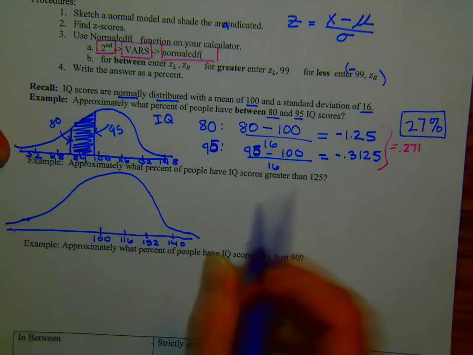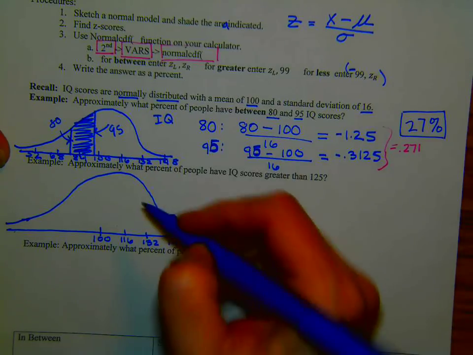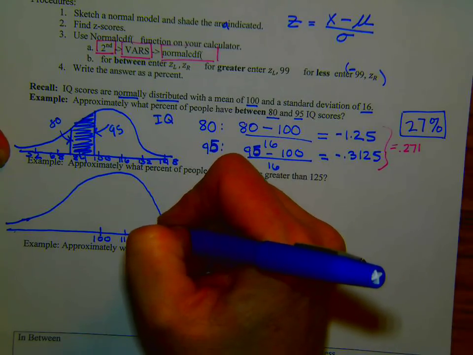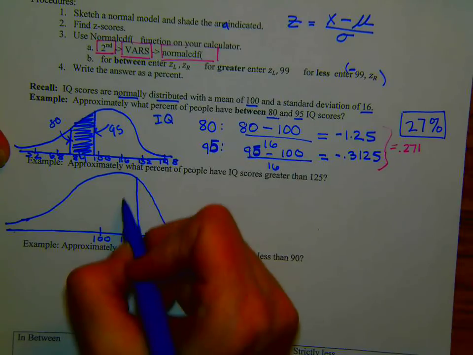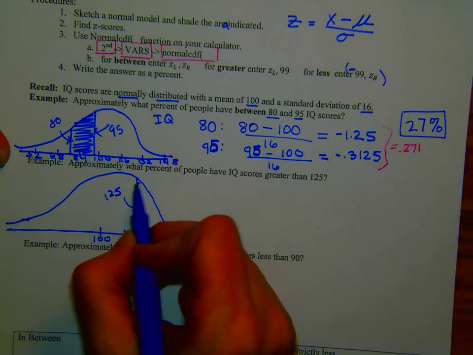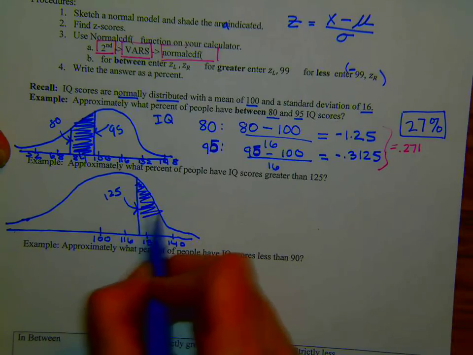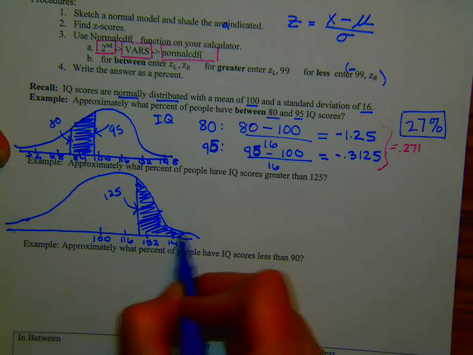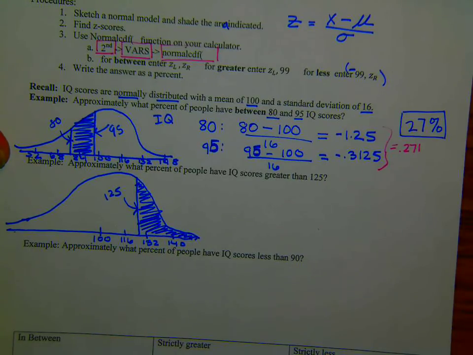Greater than 125. So let's draw, in between 116 and 132, 125. We're going to label it 125. And we want to know what percentage of people have IQs greater than 125. Okay. We've done step number 1.